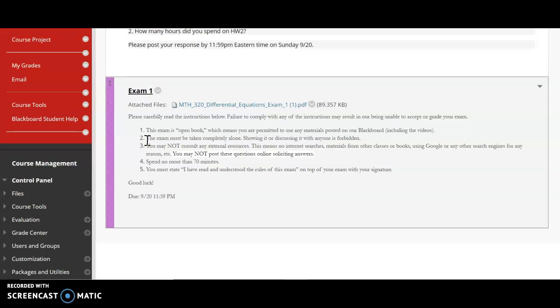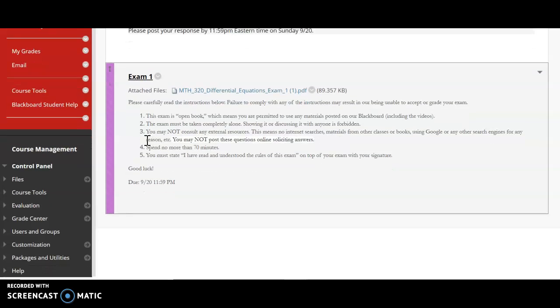And you may not consult any external resources. So external resources includes internet searches, Googling any of these questions, posting these questions, or looking for answers online. Those are strictly prohibited, so please don't do that. And spend no more than 70 minutes on this test, and you have to write the statement, I have read and understood the rules of this exam, on top of your test with your signature.